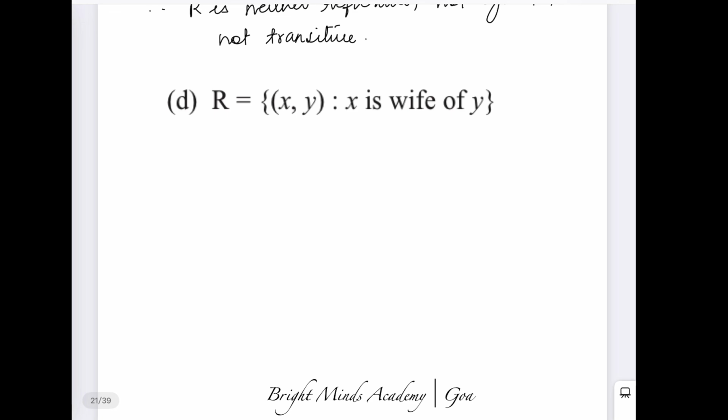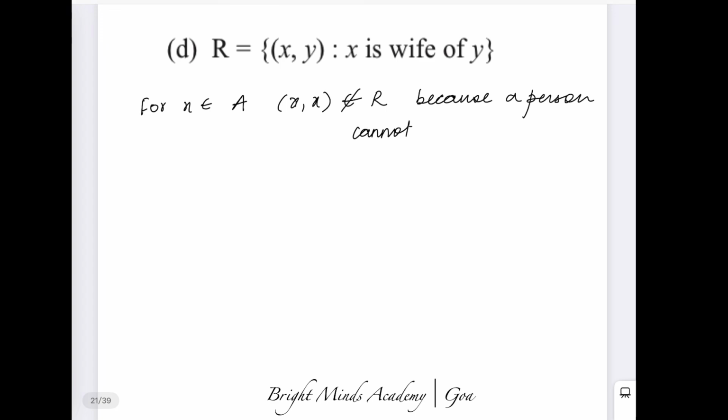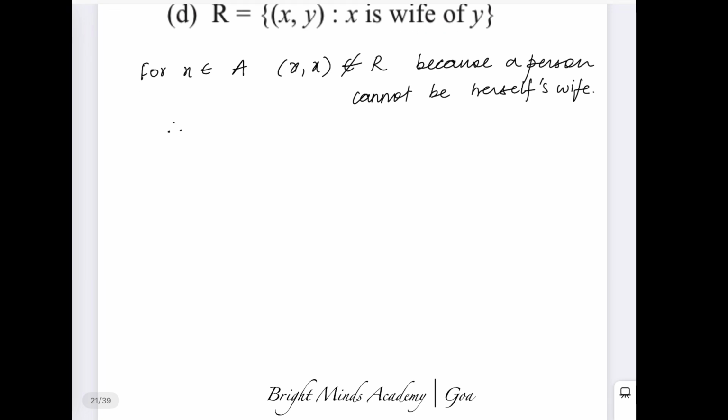This is the next question that we have. R is the set of pairs x comma y such that x is the wife of y. Now definitely a person cannot be the wife of itself, so for x belonging to the set A, x comma x do not belong to the relation R, because a person cannot be herself's wife. So therefore R is not reflexive.